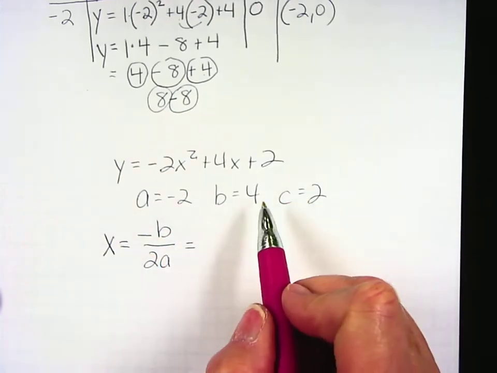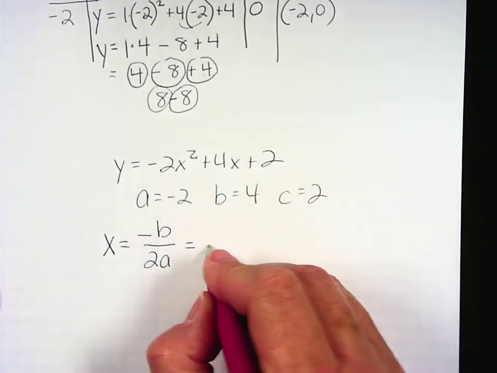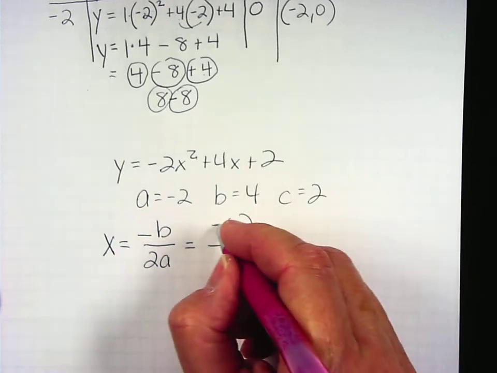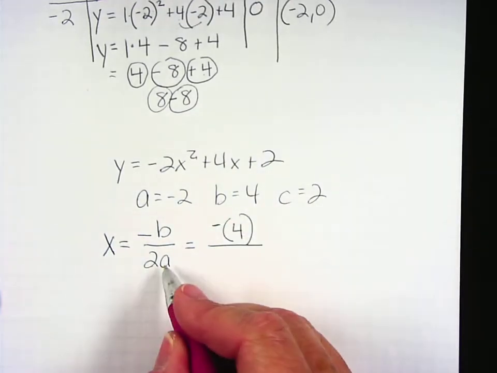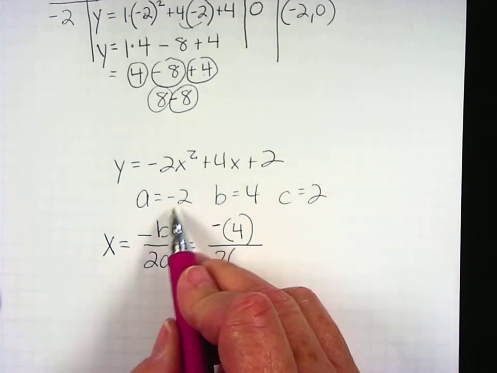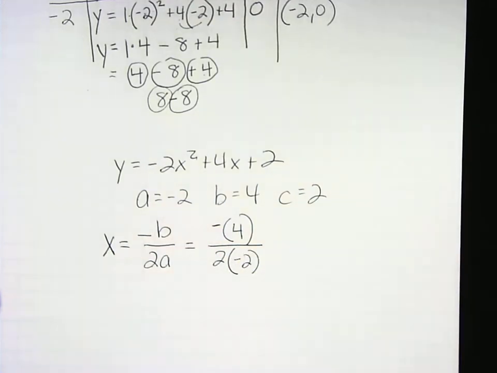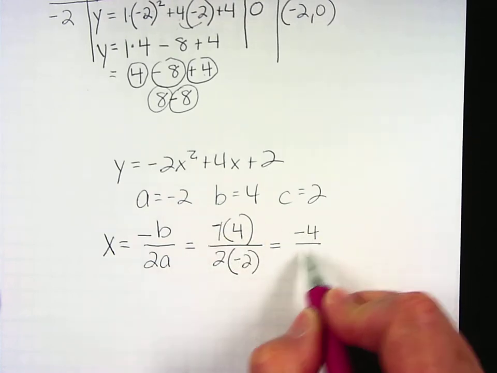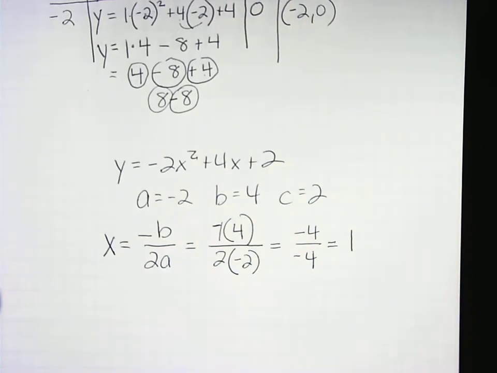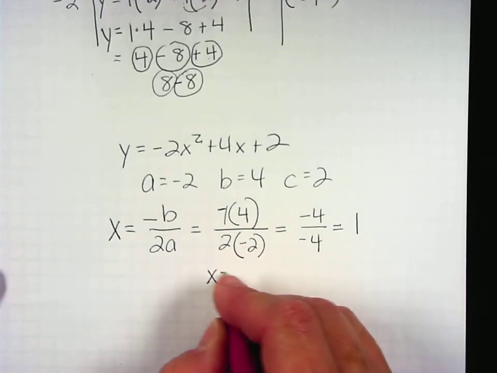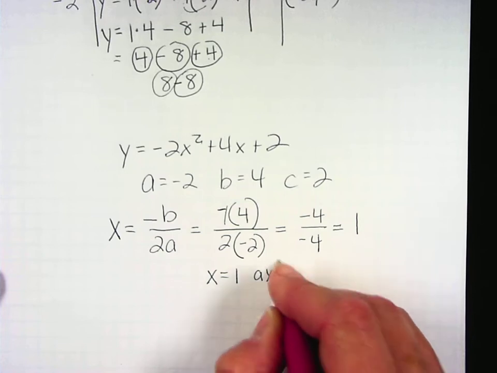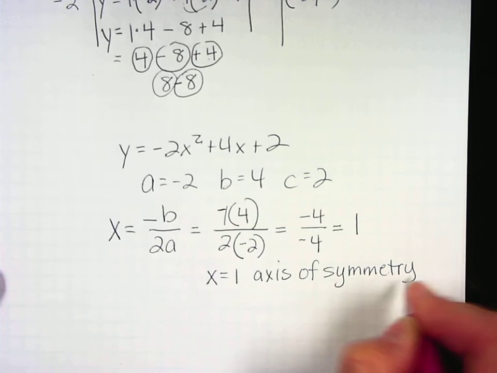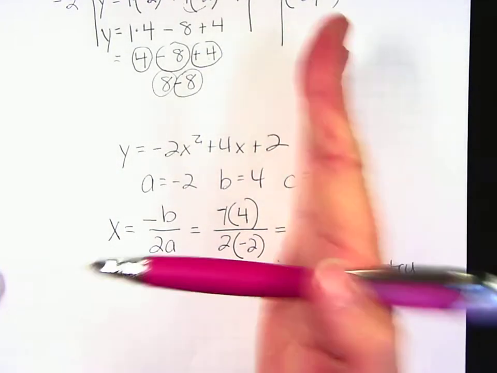So I'm going to plug in B is 4, so I'm going to put it in parentheses. But then whatever B is, I have to make it negative. So I'm going to do that. And 2 times A, A is -2. So -1 times 4 is -4 over -4, and that equals 1 whole. So x equals 1 is my axis of symmetry. That's the equation for my axis of symmetry, the straight vertical line that cuts my parabola exactly in half.